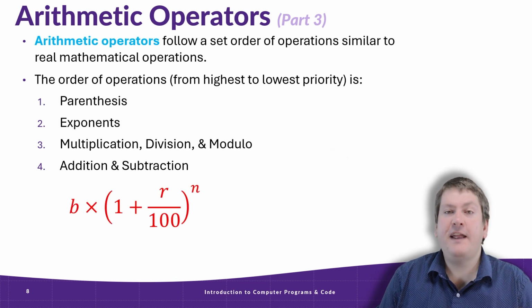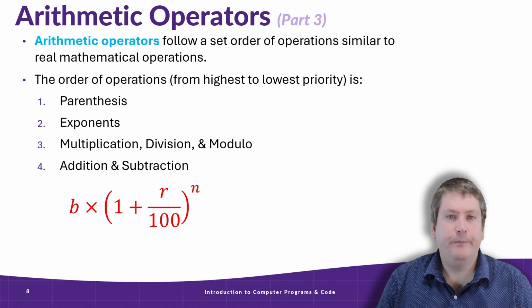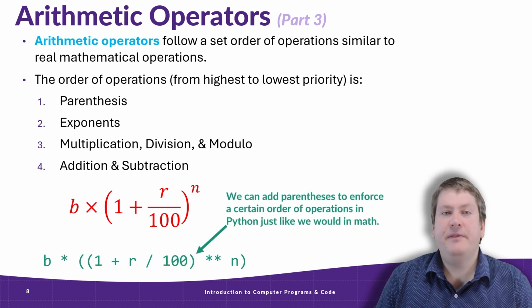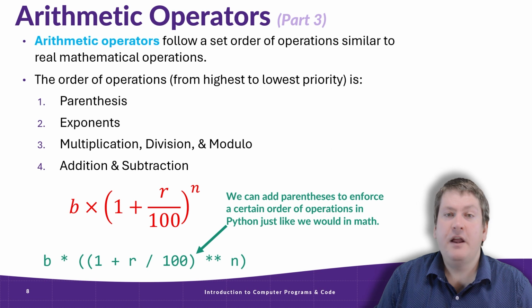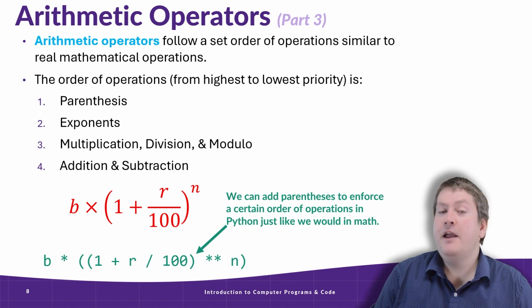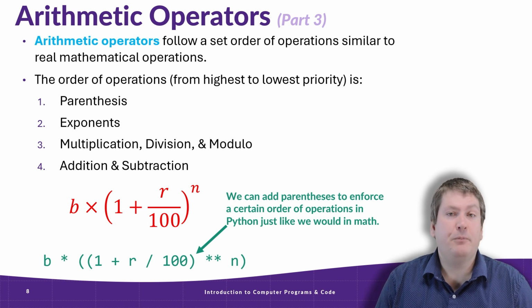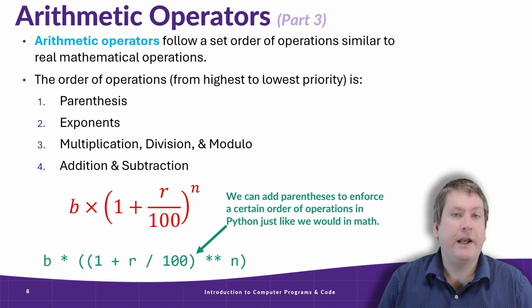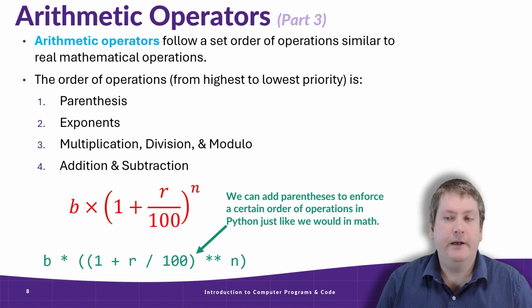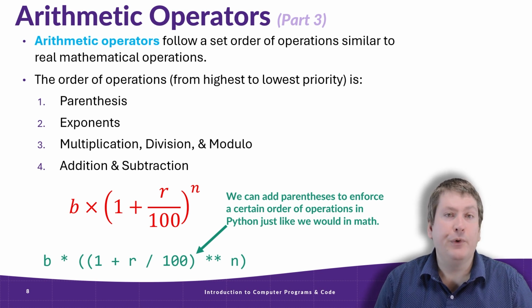As an example, let's say we want to implement this equation in Python. We could use a combination of parentheses and arithmetic operations to create an equivalent formula in Python as long as we follow these orders of operations carefully, just like we would in writing a math formula on a single line. The key here is using parentheses whenever we want to alter the order of operations, just like we would in mathematical equations.